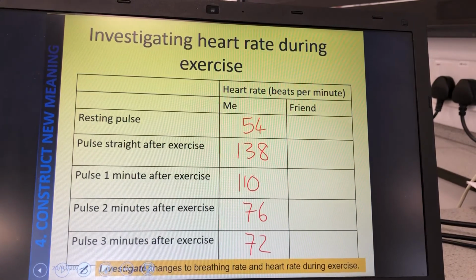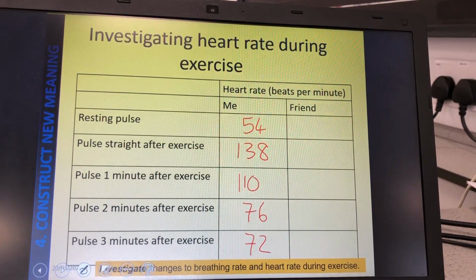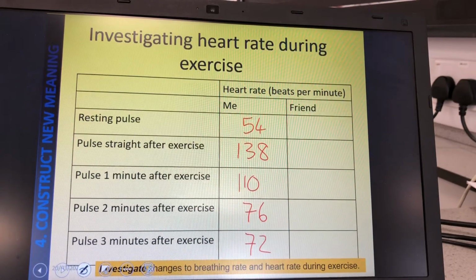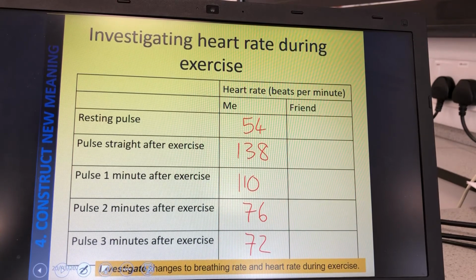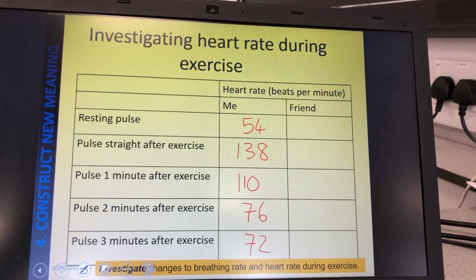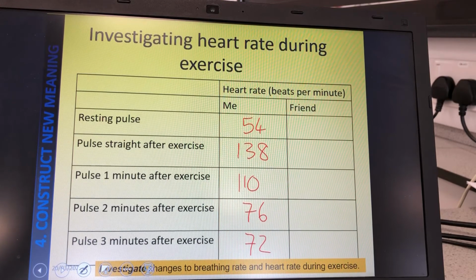So here I go. And I'm also going to label my y-axis, not with y-axis, I'm going to say heart rate, and then in brackets the unit, beats per minute. Okay, I'm going to show you what I've done.